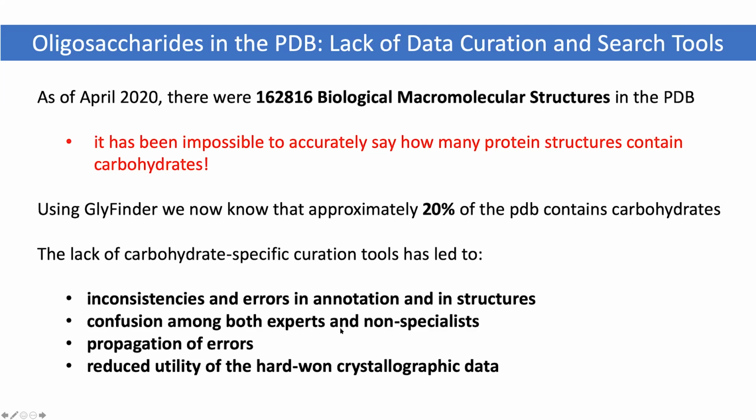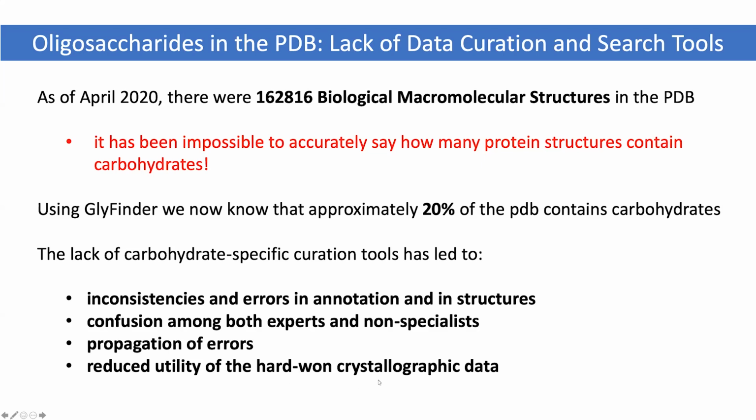The problem with the lack of tools to do this is that there are lots of erroneous structures in the PDB. The structure was deposited by a crystallographer who has expertise in protein structure, but not in carbohydrate structure. Without the tools to check and warn them that the structure is wrong, it just gets deposited. This leads to a lot of confusion, and to propagation of errors when crystallographers retrieve a structure and intend to use it for molecular replacement to solve their next structure. They download a structure with an error, and this really reduces the utility of the data.